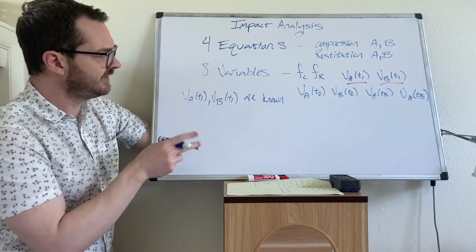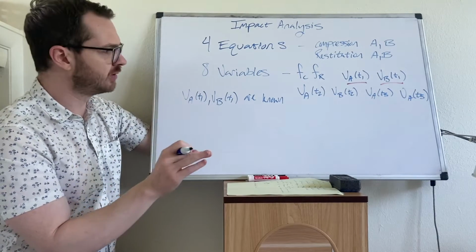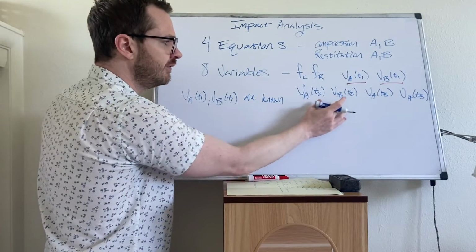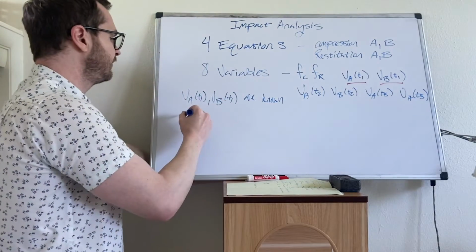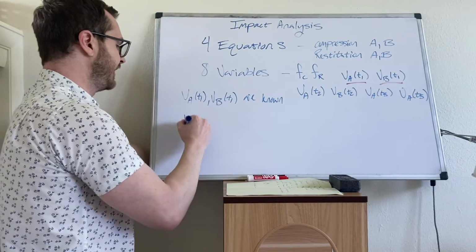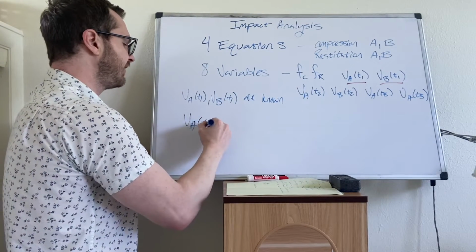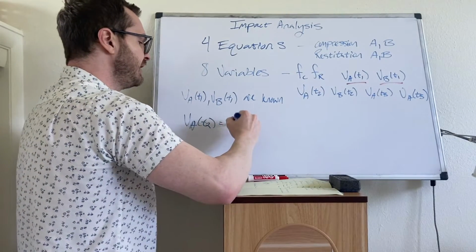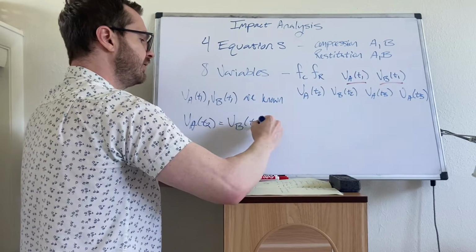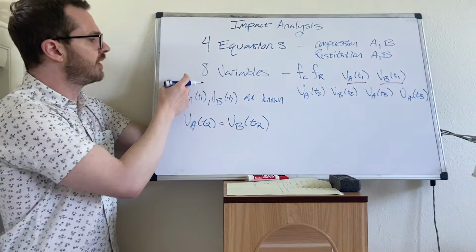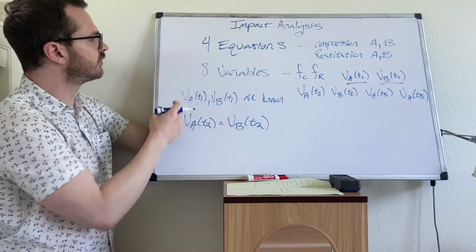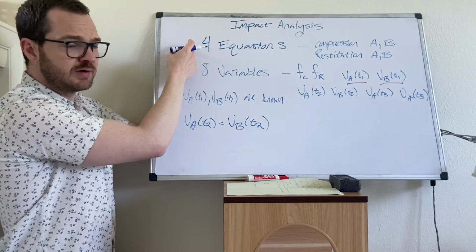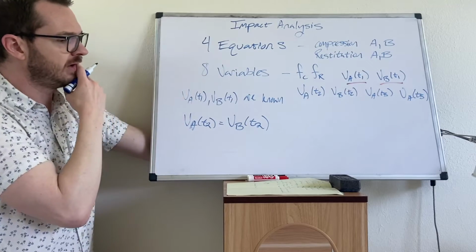Well, we did say that at maximum compression, at time 2, VA equals VB. So let's write that equation down. VA at time 2 equals VB at time 2. All right. So that brings us up to, let's count these as equations, 7 equations with 8 variables.